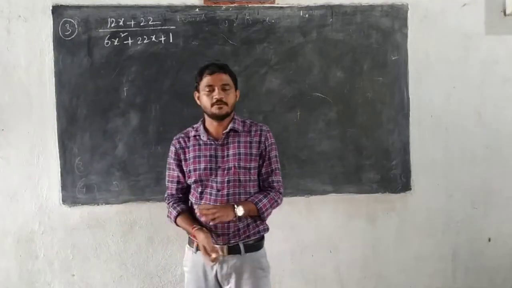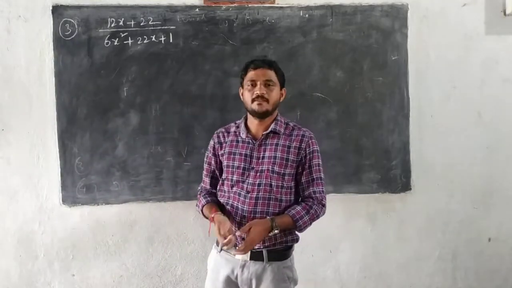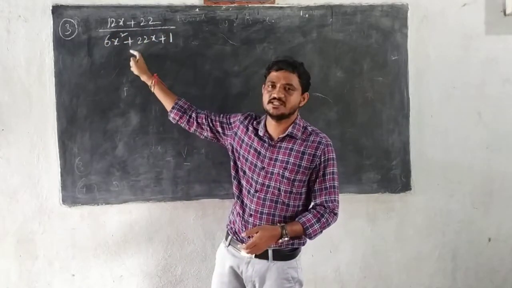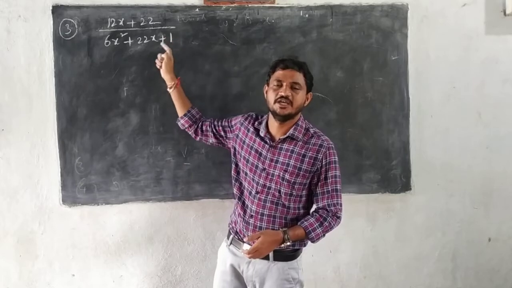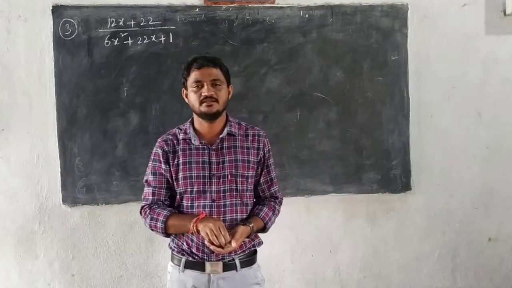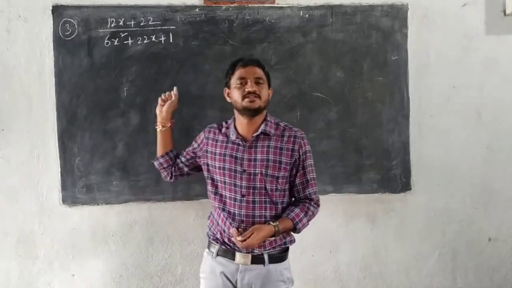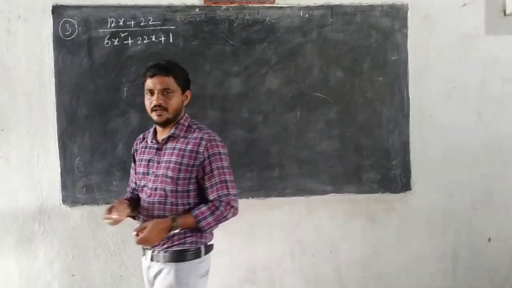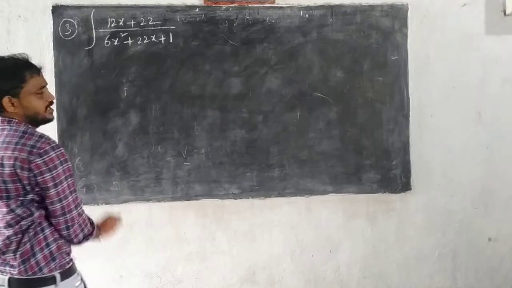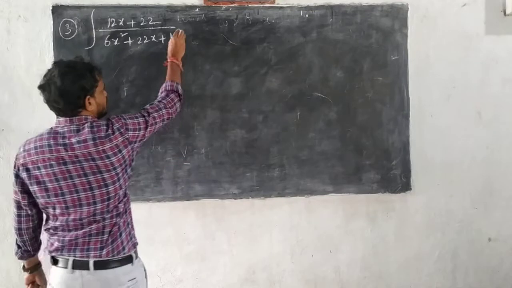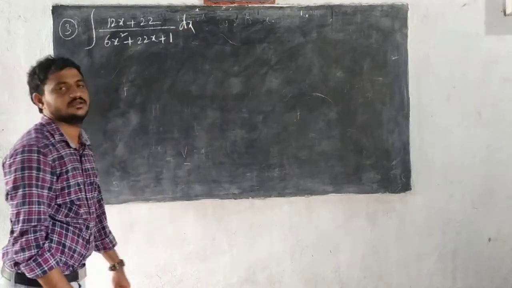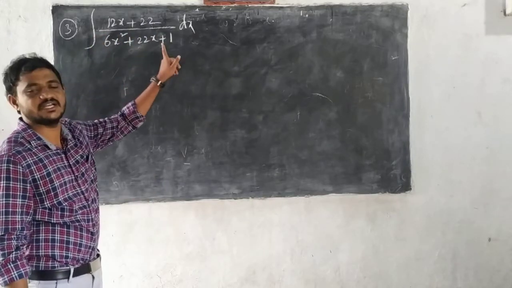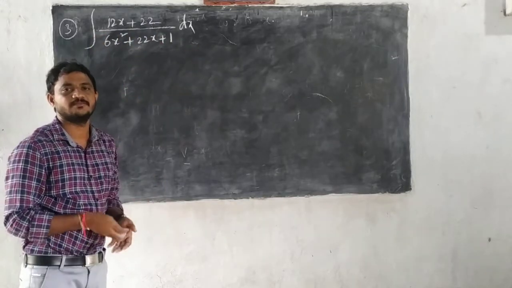Let us discuss one more problem. Same question. Integrate 12x plus 22 by 6x square plus 22x plus 1 with respect to x. Okay. So we have to integrate this function. So keep the integration symbol with dx mentioned. So integral 12x plus 22 by 6x square plus 22x plus 1 into dx.